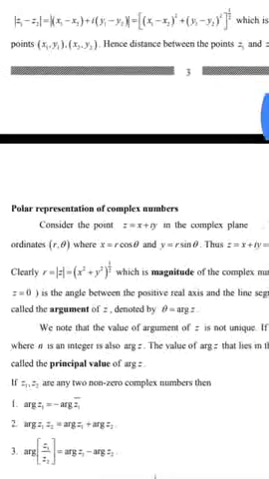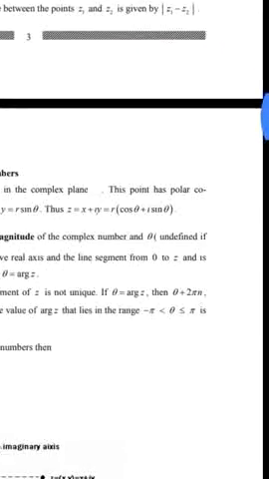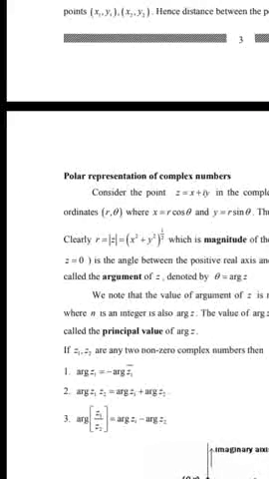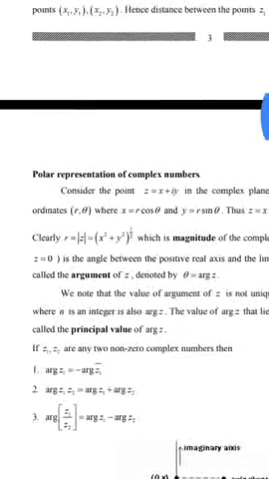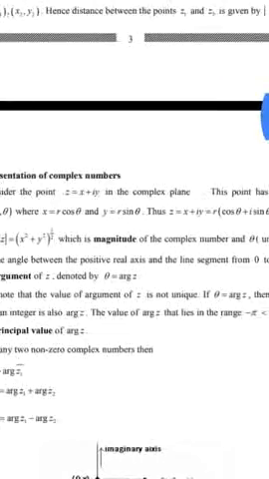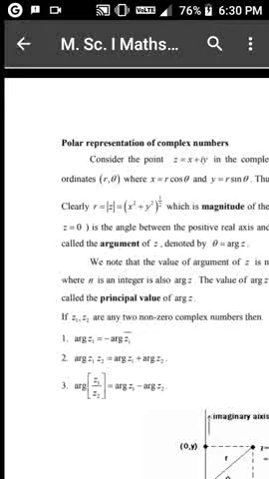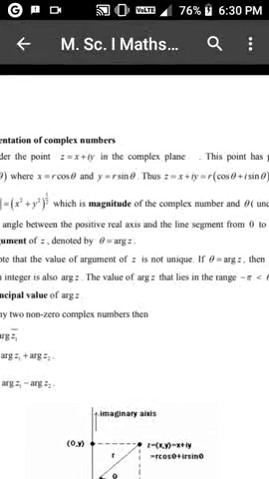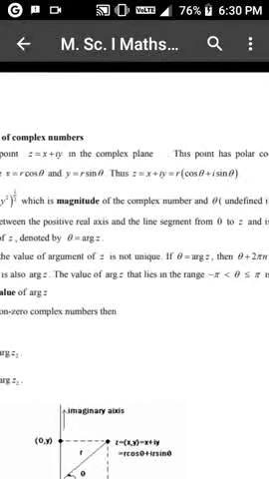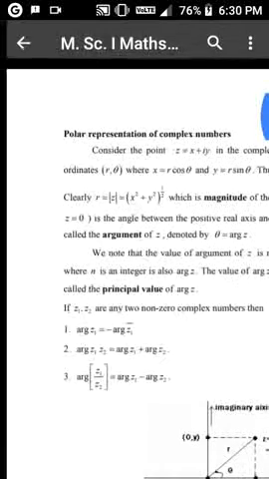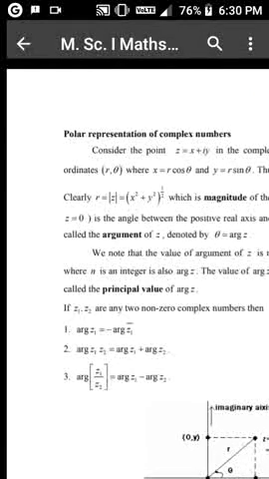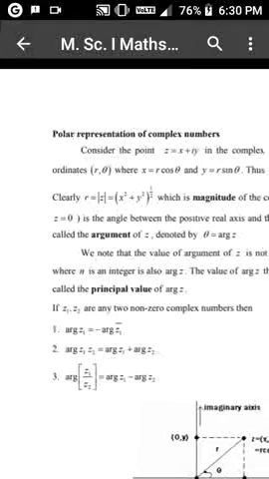which is the magnitude of the complex number, and theta, if z is not equal to 0, is the angle between the positive real axis and the segment from 0 to z, is called the argument of z and denoted by theta = arg z. We note that the value of the argument of z is not unique. If theta = arg z, then theta + 2nπ, where n is an integer, is also an argument of z.